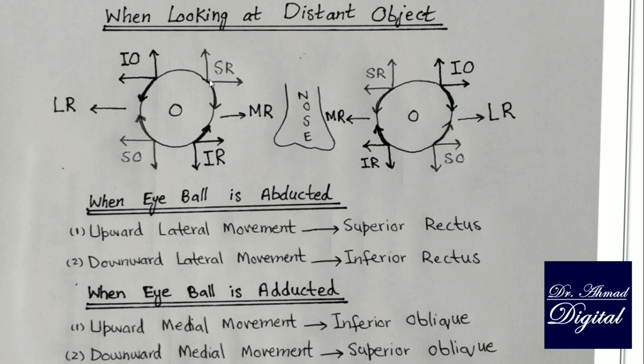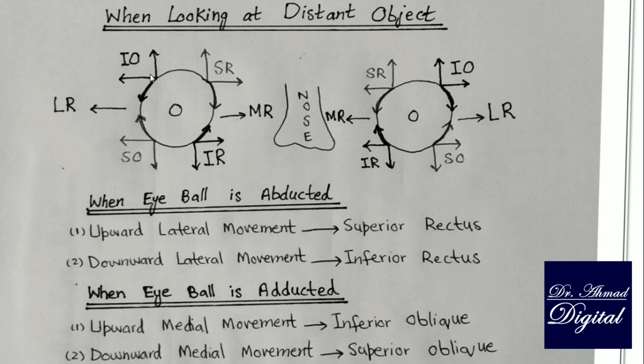Superior rectus will cause upward movement along the transverse axis, will cause adduction along the vertical axis, and will cause intorsion because it is moving towards the nose, along the anterior posterior axis. Inferior rectus will cause extorsion along the anterior posterior axis, will cause adduction along the vertical axis, and will cause downward movement along the horizontal axis. Superior oblique will cause intorsion along the anterior posterior axis, will cause abduction along the vertical axis, and will cause the downward movement of the eyeball along the horizontal axis.